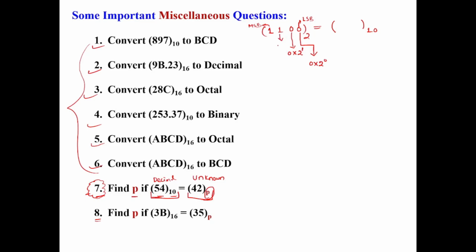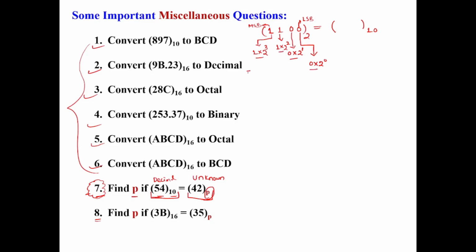Then this 1 will be multiplied with 2 to the power 2. Then this one multiplied with 2 to the power 3. The power of 2 each time increases by 1. Now we are going to add these values. This value, this value, this value.